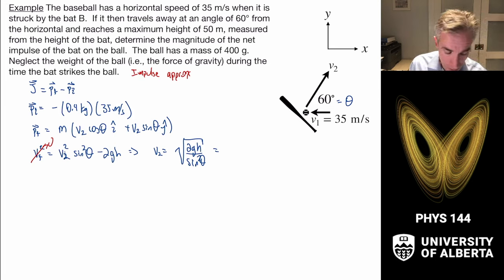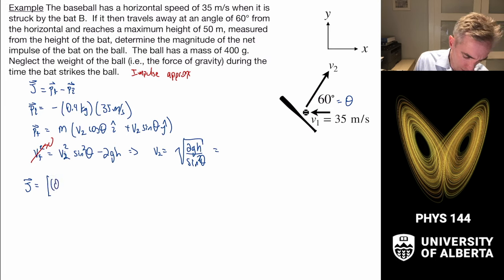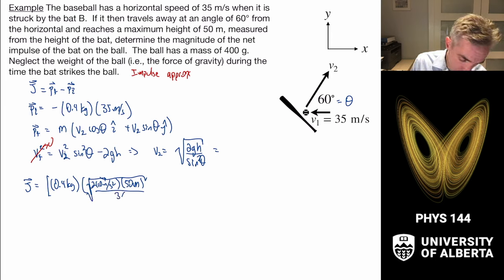But this gives us our v2, and now we can calculate everything we want in the impulse, which is that the impulse here is going to be the final momentum, which plugging in everything is 0.4 kilograms times v2, which we don't know what it is, but it's the square root of 2 times 10 meters per second squared times the height of 50 meters, all over the sine squared of theta. Sine squared of theta is 3/4, that's root 3 over 2 quantity squared. Square root, and then times the cos theta, which is 1/2. And so that's the v2 cos theta I hat term.